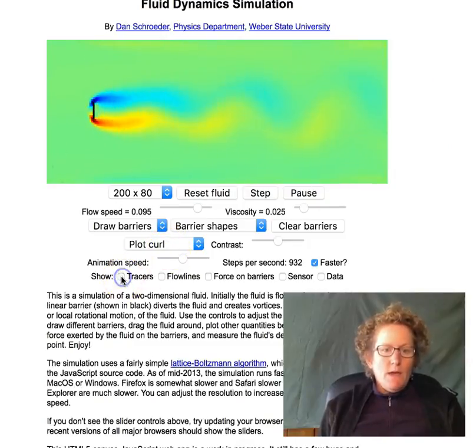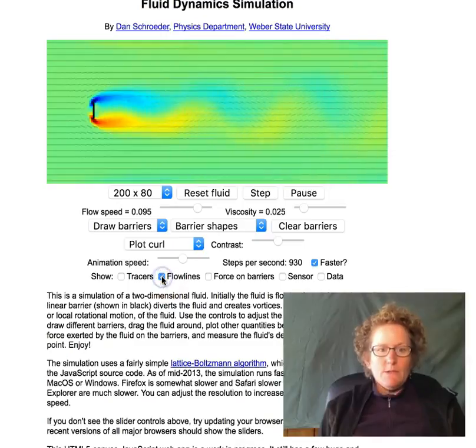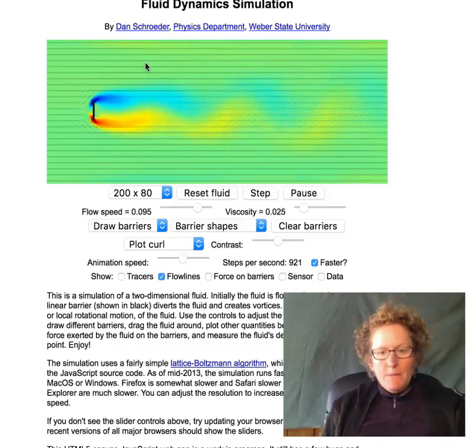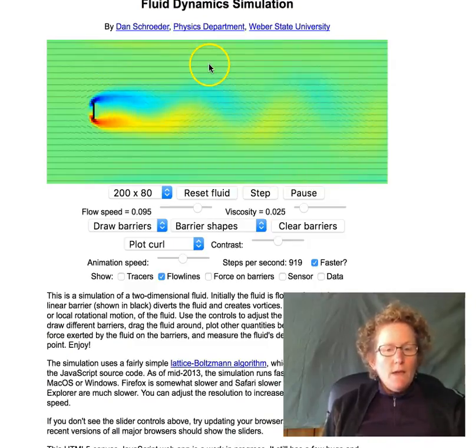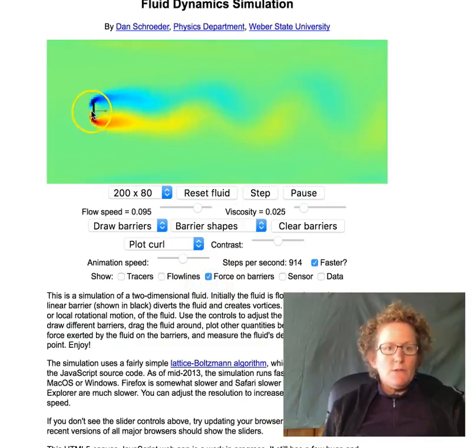You can also look at flow lines. The question doesn't ask about flow lines, but it's interesting to see where the air gets messed up. These are similar to the little smoke lines. If you've seen someone in an air tunnel, maybe on TV, they have little smoke lines going through the air tunnel, and this is where the smoke would get broken up. You can also use this, it's called force on barriers, and it shows the vector of how the fluid is pushing on this particular barrier.